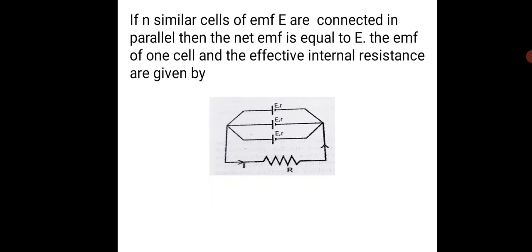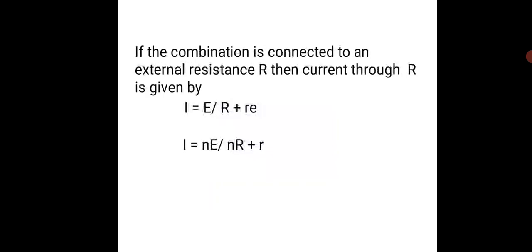If n similar cells of EMF E are connected in parallel, the net EMF is equal to E, the EMF of one cell, and the current is given by this expression: I equals E divided by R plus r by n, where capital R is the external resistance and small r is the internal resistance.